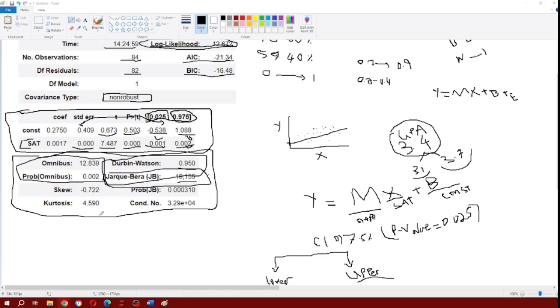The Jarque-Bera test is a test for normality. Normality, as I always say, is one of the four or five assumptions that need to be tested and checked at the beginning of conducting a simple linear regression. We need to make sure that all of those assumptions are validated before we even do the analysis.